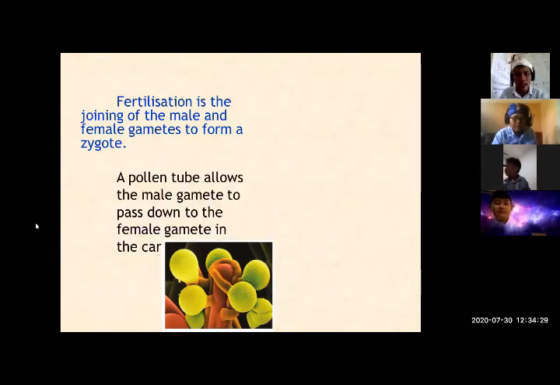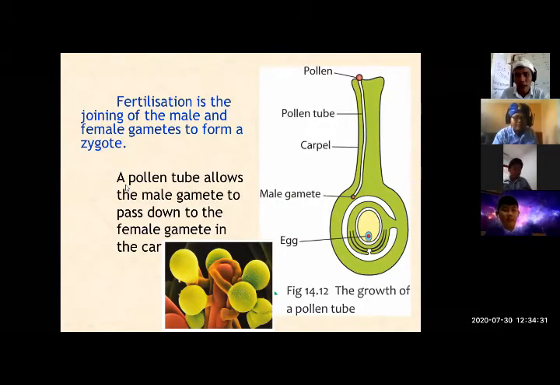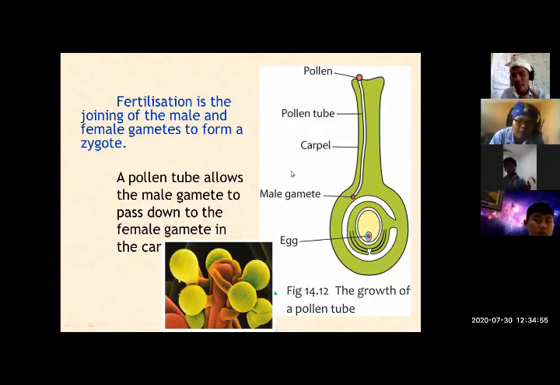Look at this. This is a pollen tube. The pollen tube allows the male gamete to pass down. So this is how it works. If you see this, this is a pollen tube, and the pollen will fall and meet the eggs. This is the carpel. Very good. And the eggs are located in the ovary.